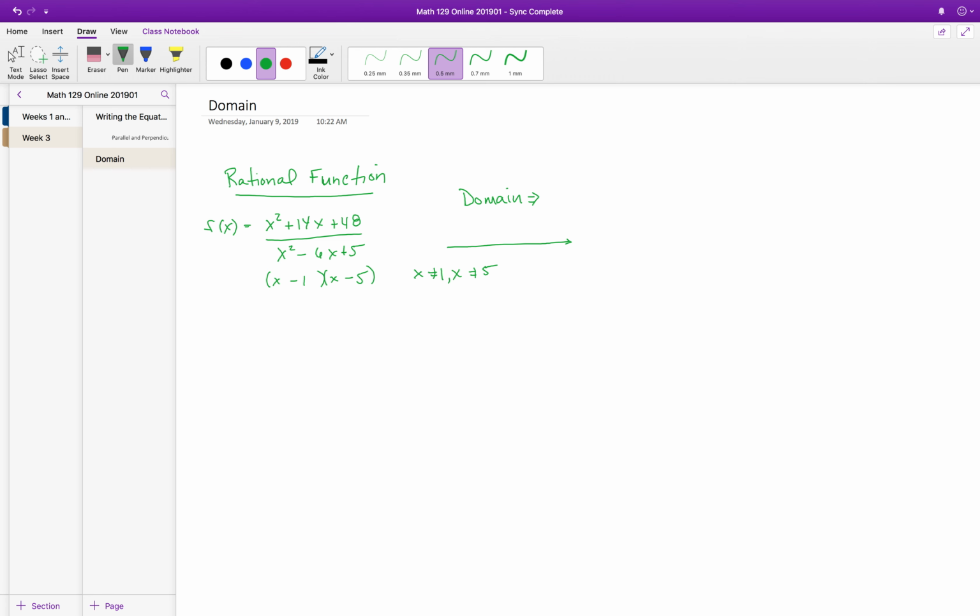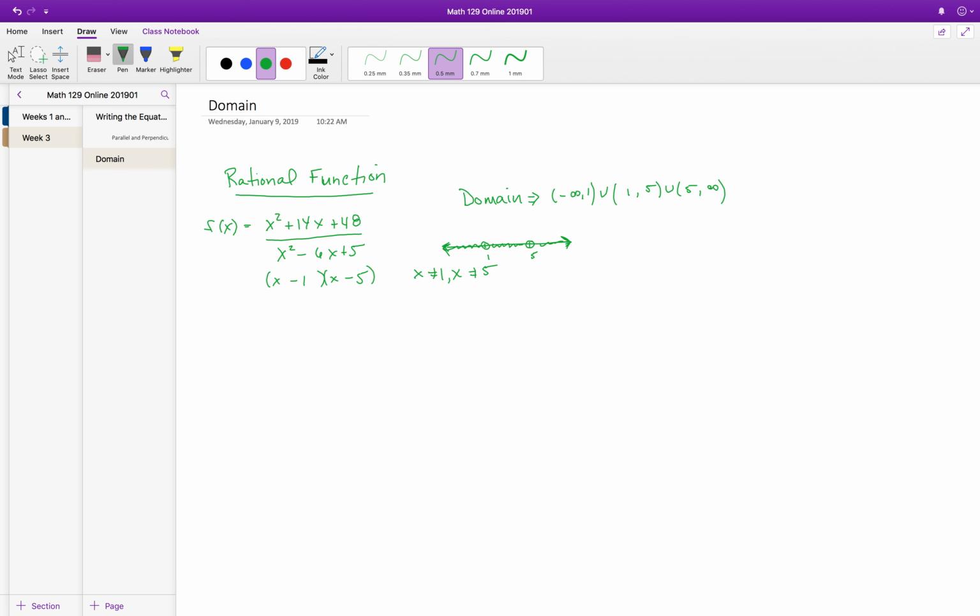Most of the time, you're going to be asked to express the domain in interval notation. So I think it's helpful to just jot down a quick graph of it. Let's see, 1 would be to the left of 5. So it can't be 1 or 5, but really the domain is absolutely everything else. So in interval notation, this would be from -infinity to 1, or from 1 to 5, union 5 to infinity.